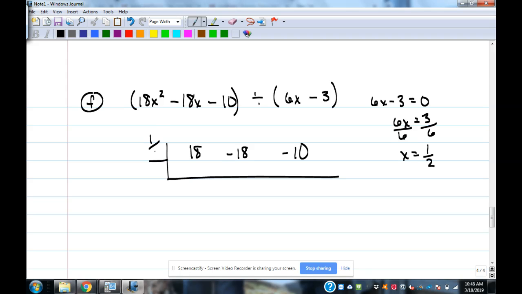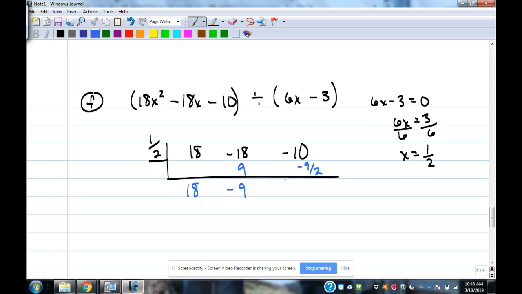So we got a fraction on the shelf, which is okay. It's not the end of the world. It's just a more difficult number to deal with, but it's still just a number. So follow the same rules, though. Drop the 18 down. Multiply. Half of 18 is 9. Add. -9. Multiply. Let's leave it as an improper fraction. That'd be -9 over 2.